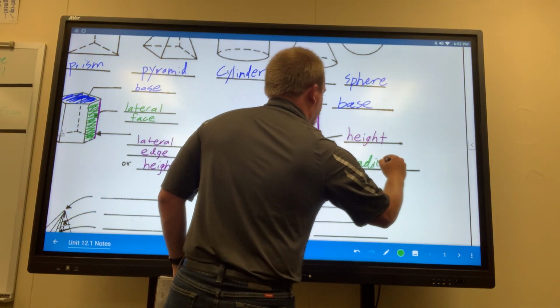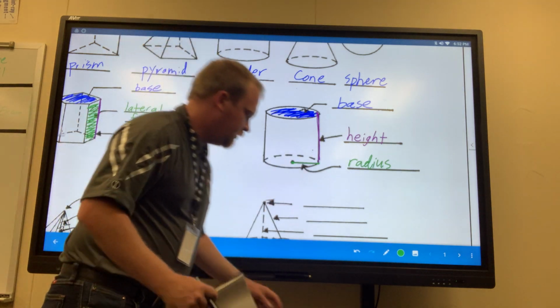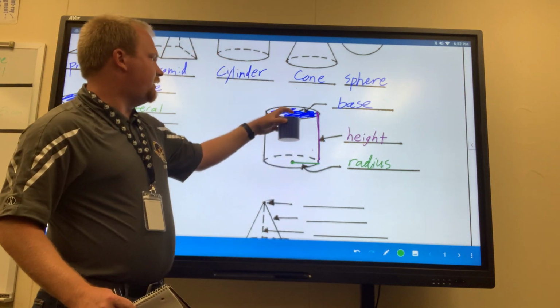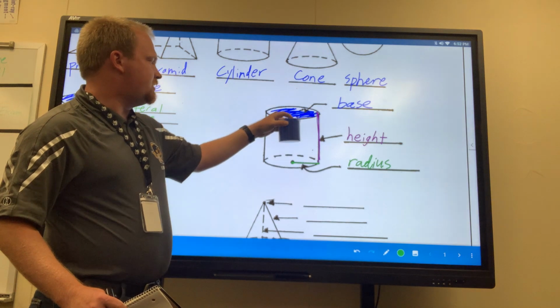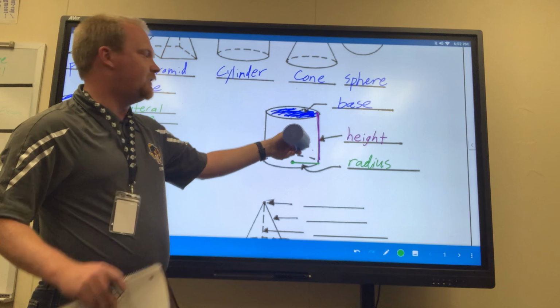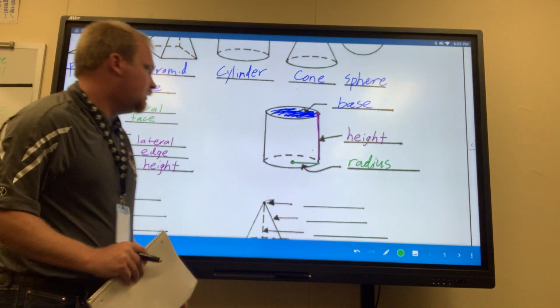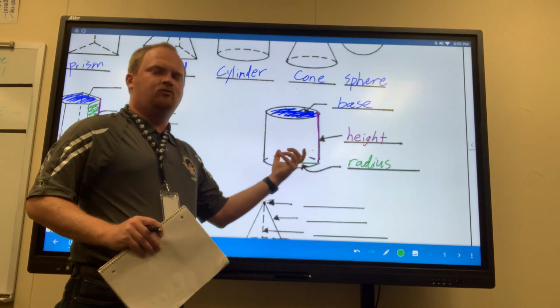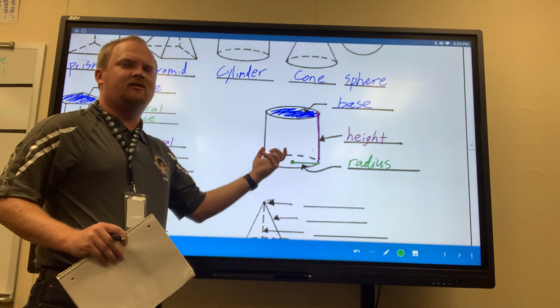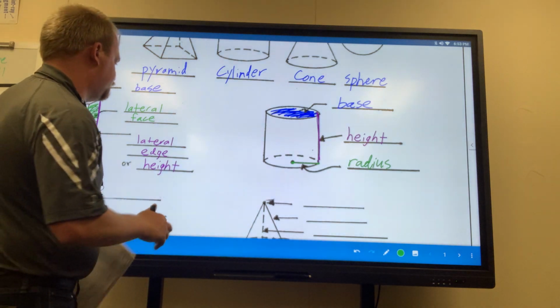Now, it may not look like a circle from this perspective, but if I were to take this cylinder and just turn it like this, get it on its side, and look directly at the base, it would be a circle. It's just that drawing it three-dimensionally makes it difficult to see that it's a circle. But it is a circle, no doubt.